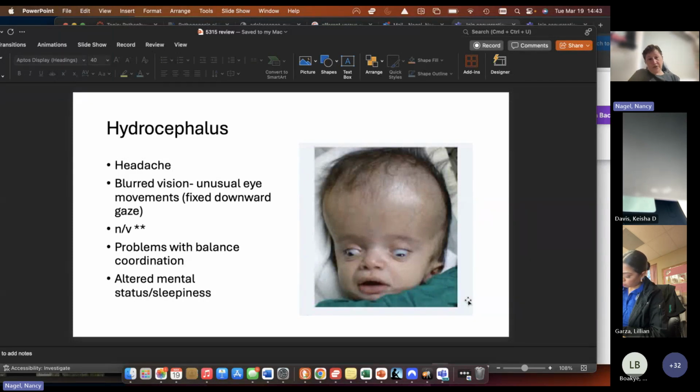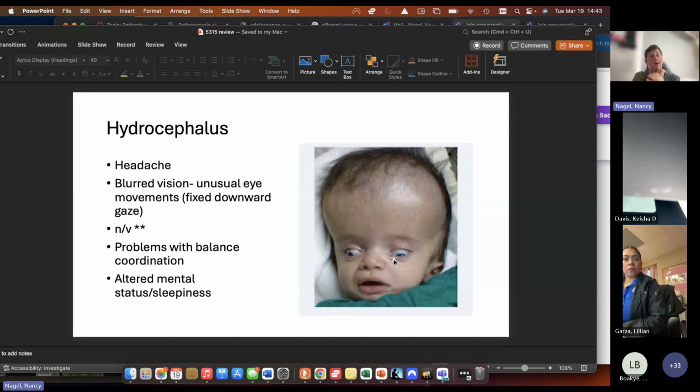But signs of hydrocephalus are going to be headache, blurred vision with a fixed downward gaze, if you'll see right there, and that just has to do with where the pressure is on the nerves.